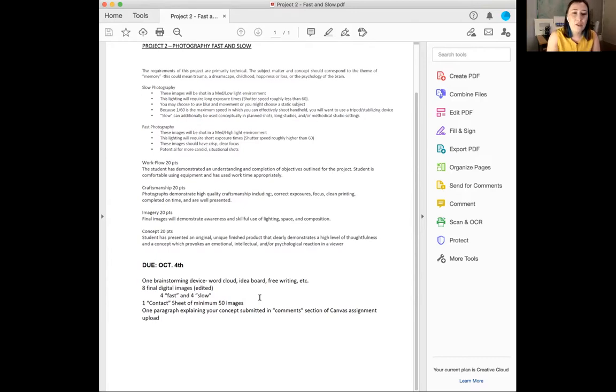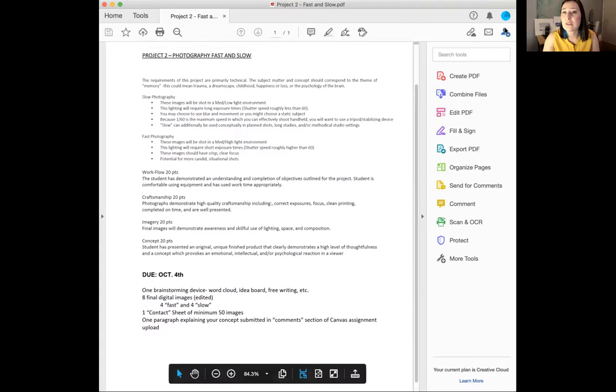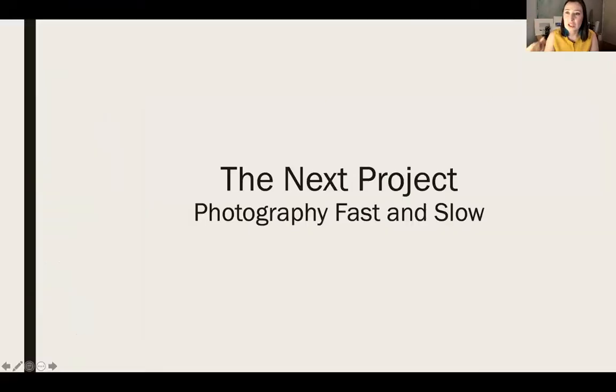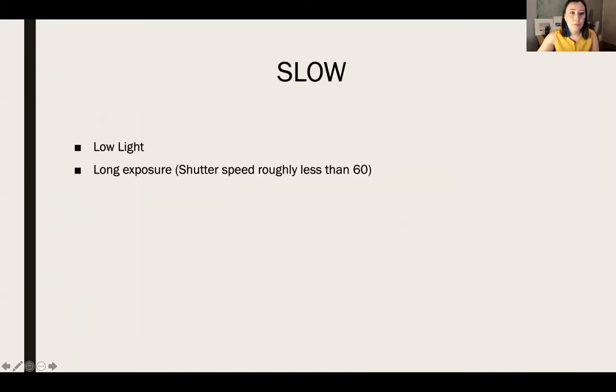Okay, so that is it for that, but I also want to show you some examples. So I'll pop back over to the PowerPoint for you. And let's look at some photographers who like using fast and slow. Okay, so again, just a refresher, slow photographs are going to be low light and long exposure.